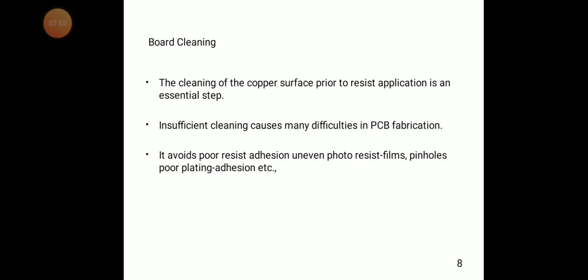Insufficient cleaning causes many difficulties in PCB fabrication. Proper cleaning avoids poor resist adhesion, uneven photoresist films, pin holes, poor plating additions, etc. These are eliminated by proper board cleaning. Whenever the copper surface cleaning is proper, then we get the proper PCB.